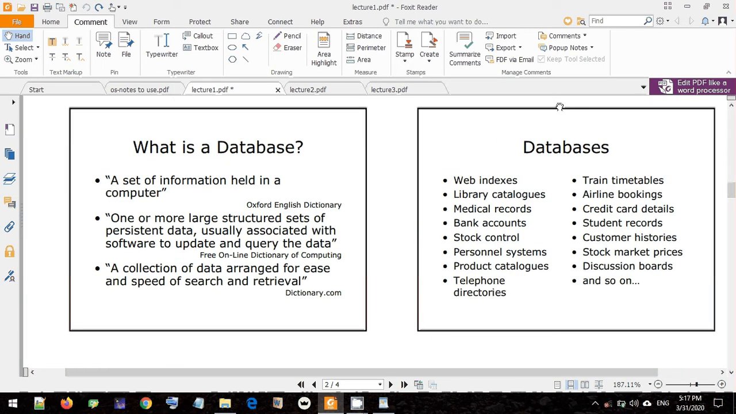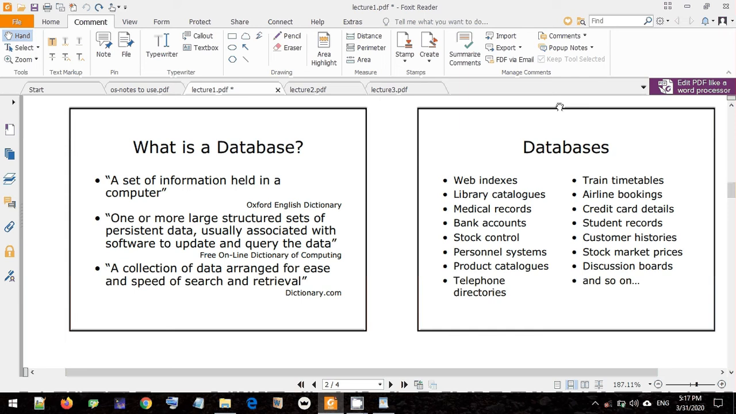Now, what is a database? A database is a set of information held in a computer. That's what the Oxford Dictionary defines. Free online dictionary of computing defines a database as one or more large structured sets of persistent data, usually associated with software to update and query the data. While dictionary.com defines a database as a collection of data arranged for ease and speed to search and retrieve.